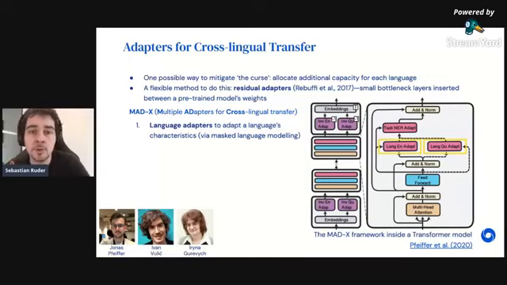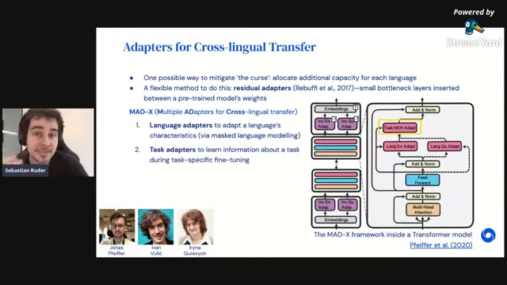And these are trained with masked language modeling on data of those languages while keeping the remaining parameters of the model fixed. In addition, we also propose to add task-specific parameter adapters, which is something that people have already used before for adapting these transformer layers. And in our case, because we want to keep all of the parameters of the model fixed, we need to add these task-specific parameters in order to learn task-specific information doing fine-tuning on data of the task.